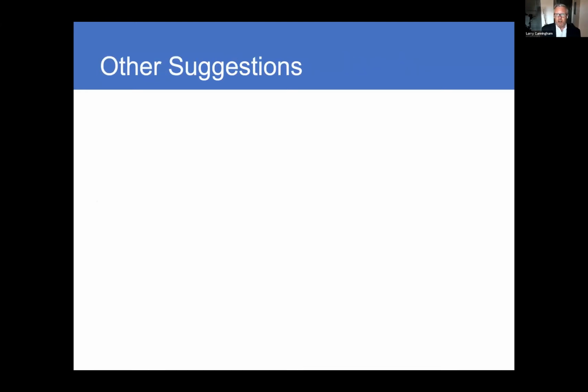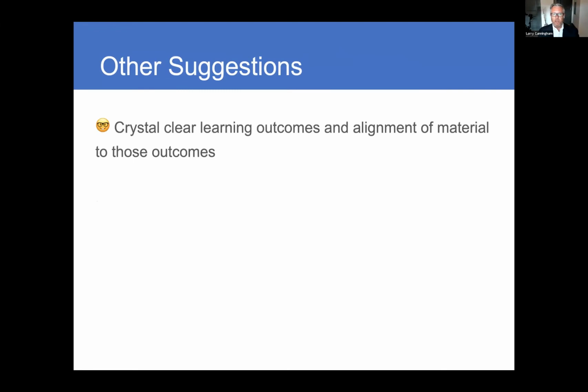Other suggestions, not so much in terms of community of inquiry, but just some suggestions as a former online student. Have crystal clear learning outcomes and align everything in your material to those outcomes. All of the syllabi that I was provided in my program, I knew exactly what was expected of me, and I was able to tell how every single activity and assessment tied into that learning outcome.